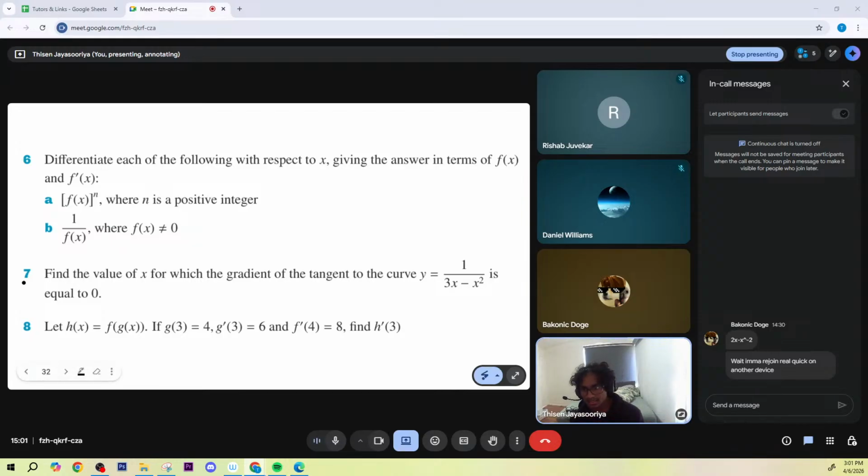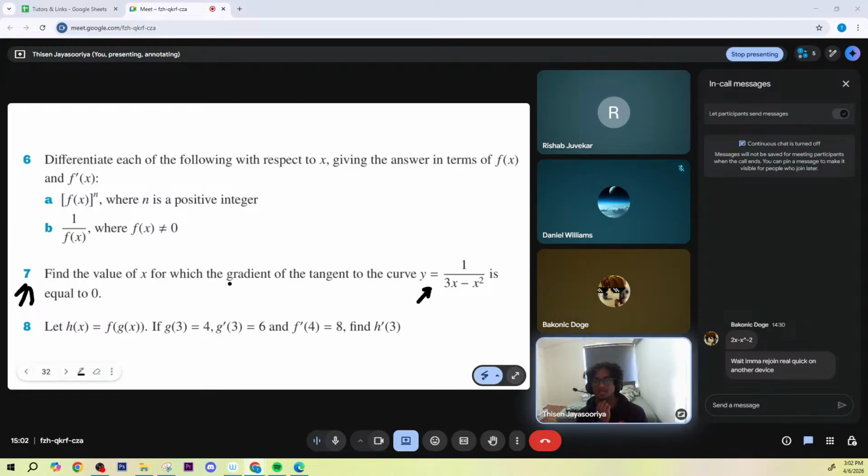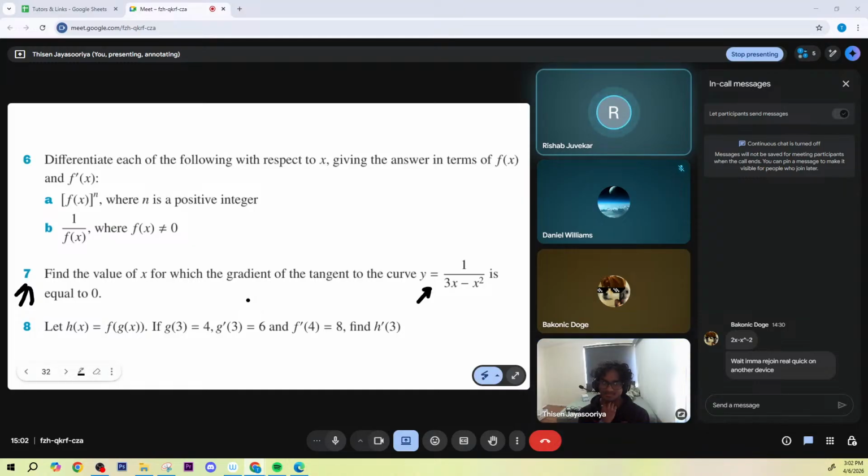So, for question 7, who wants to have a go at this? I think we shall have a go at it. Oh, Rashad. Find, just make y equals 0. So remember, we want to find when the gradient equals 0. So find the derivative.